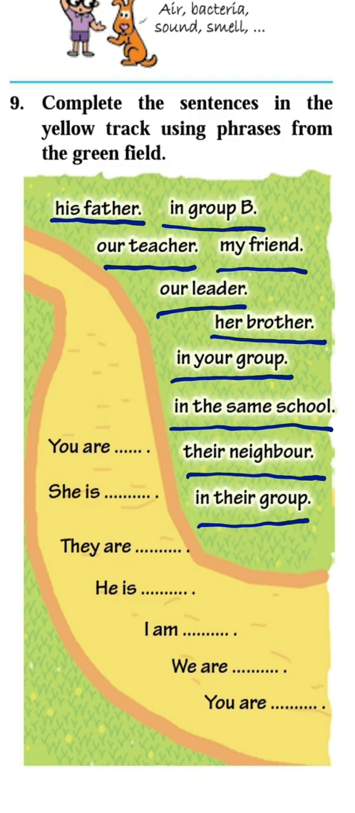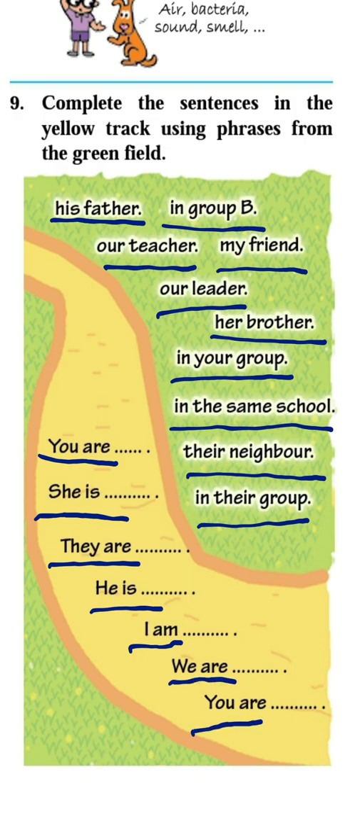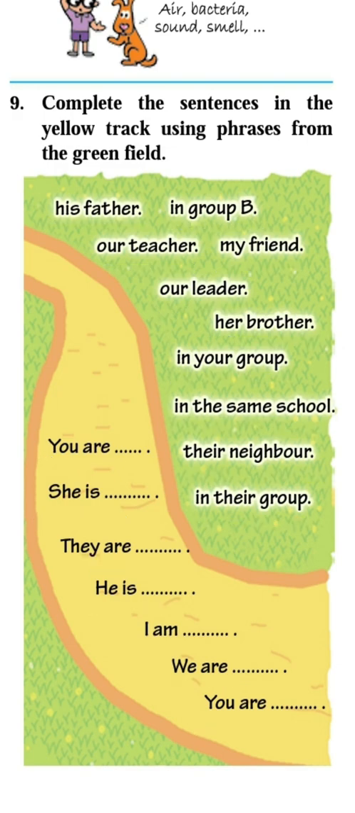Now, I am going to read yellow track incomplete sentences. You are dash, she is dash, they are dash, he is dash, I am dash, we are dash, you are dash. Dear students, you have to complete all sentences given on yellow track by using green field phrases.